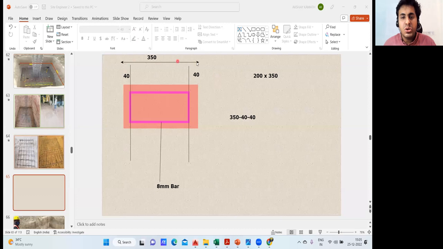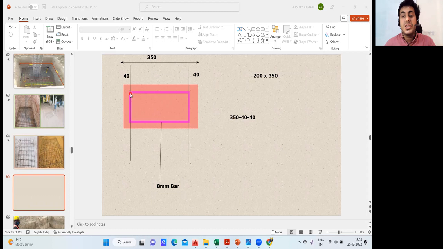So what we did: outer to outer, that is 350, minus left side 40 mm cover, minus right side cover. So we reached here, the outer of this stirrup to the outer of this stirrup. But usually, like I mentioned, we need to take from center to center, where we get accurate answers, and that is the right way of doing the bar bending schedule. To come to the center of this to the center of this, the stirrup diameter is 8 mm. Half of that is 4 mm. So I'll deduct 4 mm from both sides.